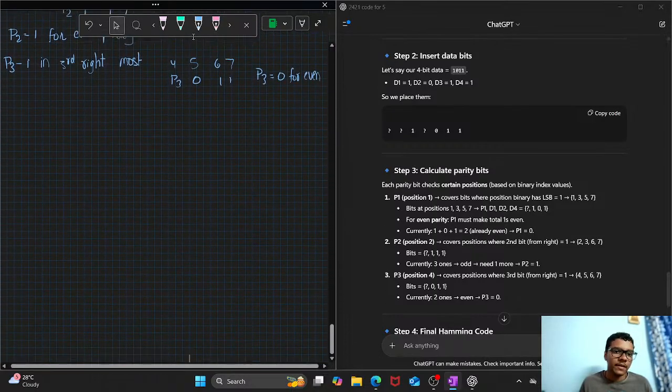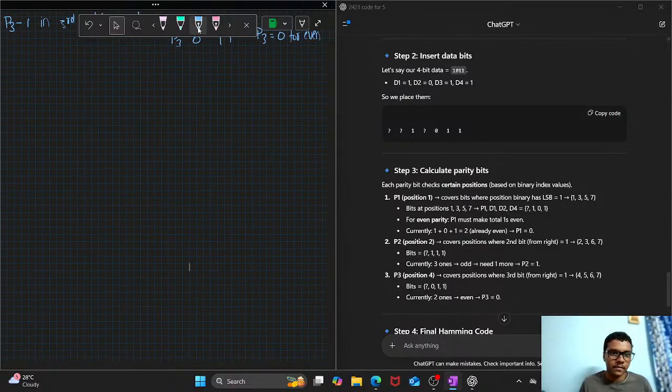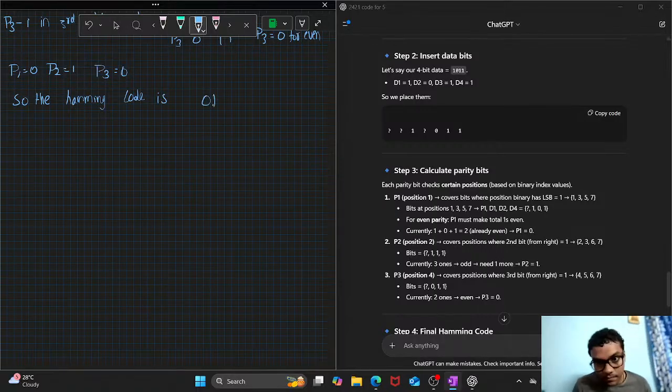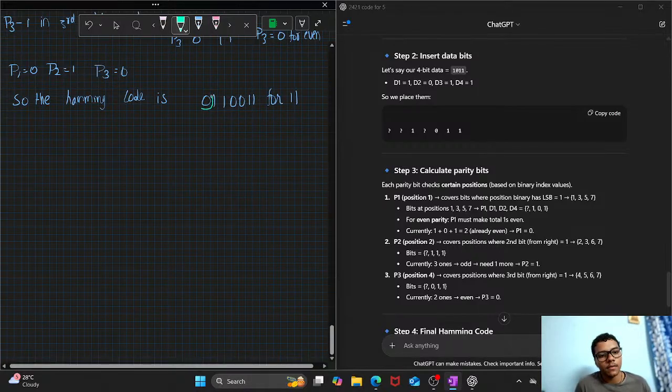P1 is equal to 0, P2 is equal to 1, P3 is equal to 0. So the Hamming code is 0 1 1 0 0 1 1. This is how we get it. So this is parity 1, this is parity 2, this is parity 3, and this is data.